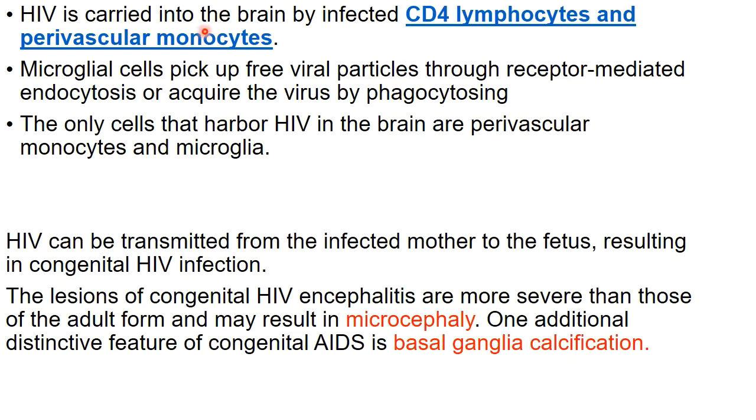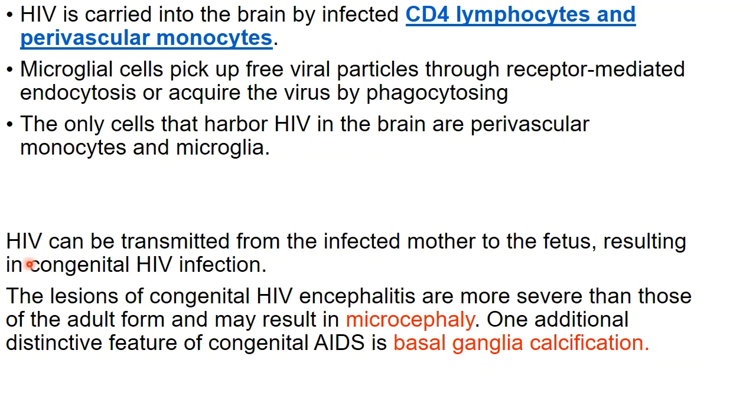HIV is carried to the brain by the infected CD4 lymphocytes and perivascular monocytes. Microglial cells pick up the viral particles through receptor-mediated endocytosis and acquire the virus by phagocytosing it. The only cells that harbor the HIV in the brain are the perivascular monocytes and the microglia, right? Or the macrophages for that matter.